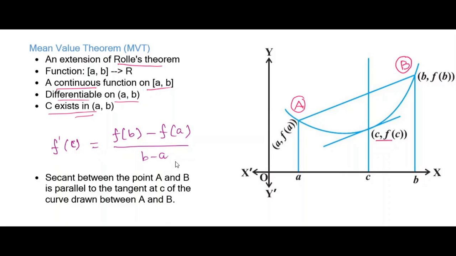Now the very important point here is, when you draw a secant, you know secant, there is a curve and you can draw a secant here. So the secant connecting these 2 points A and B, is it not? So that is parallel to what? The slope, that is the tangent drawn from this curve. Okay, so these are parallel. So this is a very important statement with regard to mean value theorem. Do you understand?